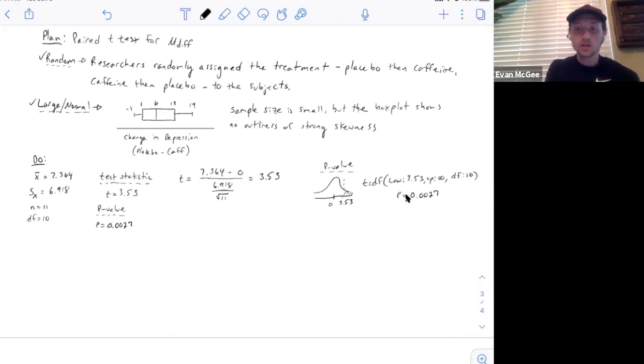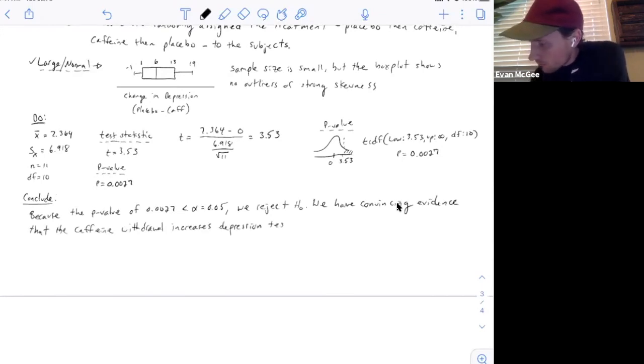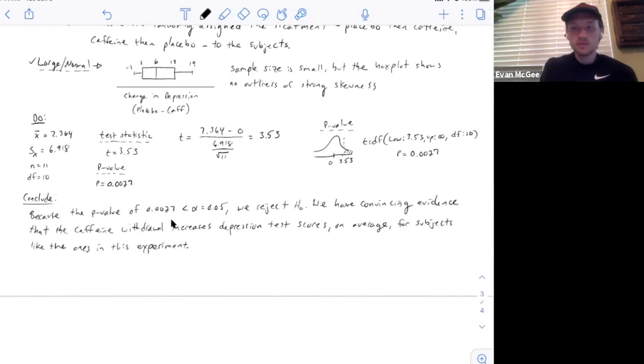So now we can draw our conclusion. With a small p-value, we have evidence against the null, which states that there is no difference. Since our p-value is less than our alpha level, we reject the null. We have convincing evidence that the caffeine withdrawal increases depression scores on average for subjects like the ones in this experiment. Just remember the important things: compare alpha with the p-value, say that you reject, and then we have convincing evidence for whatever the null is in context.